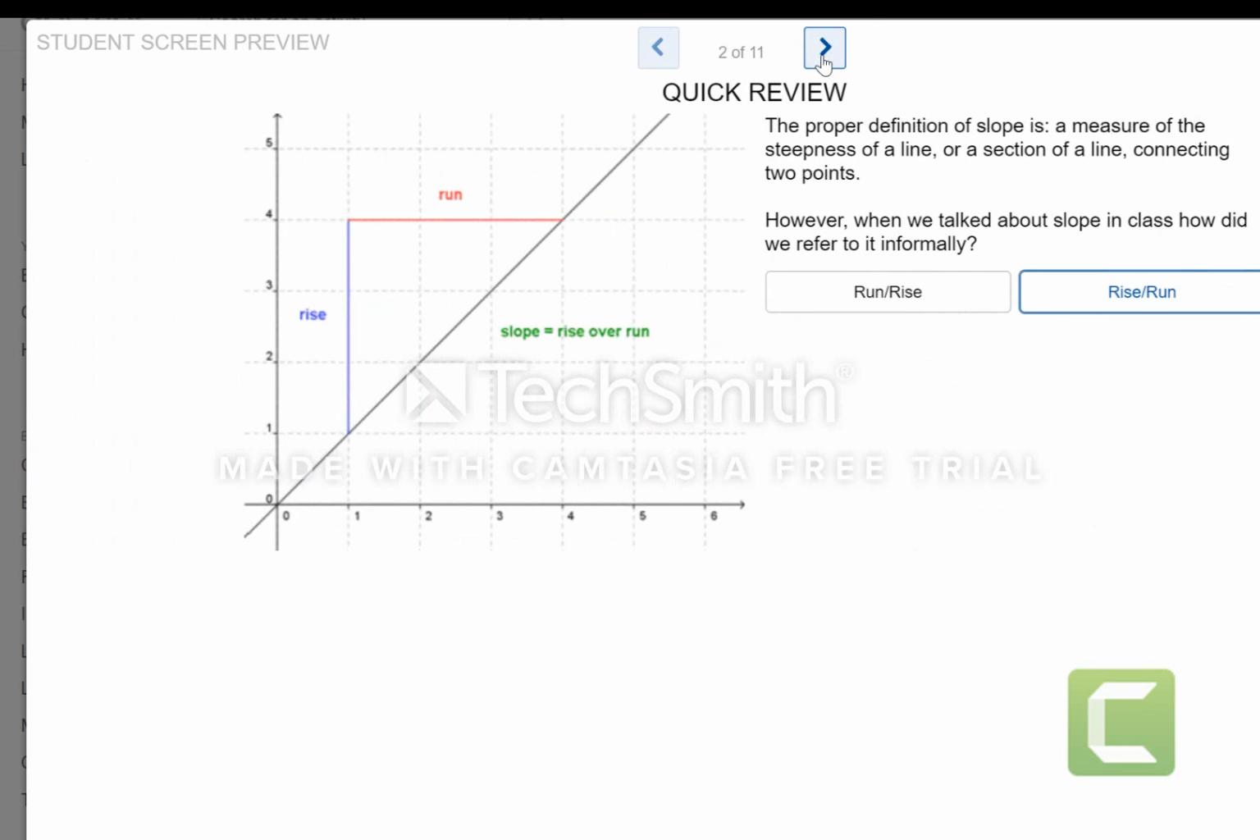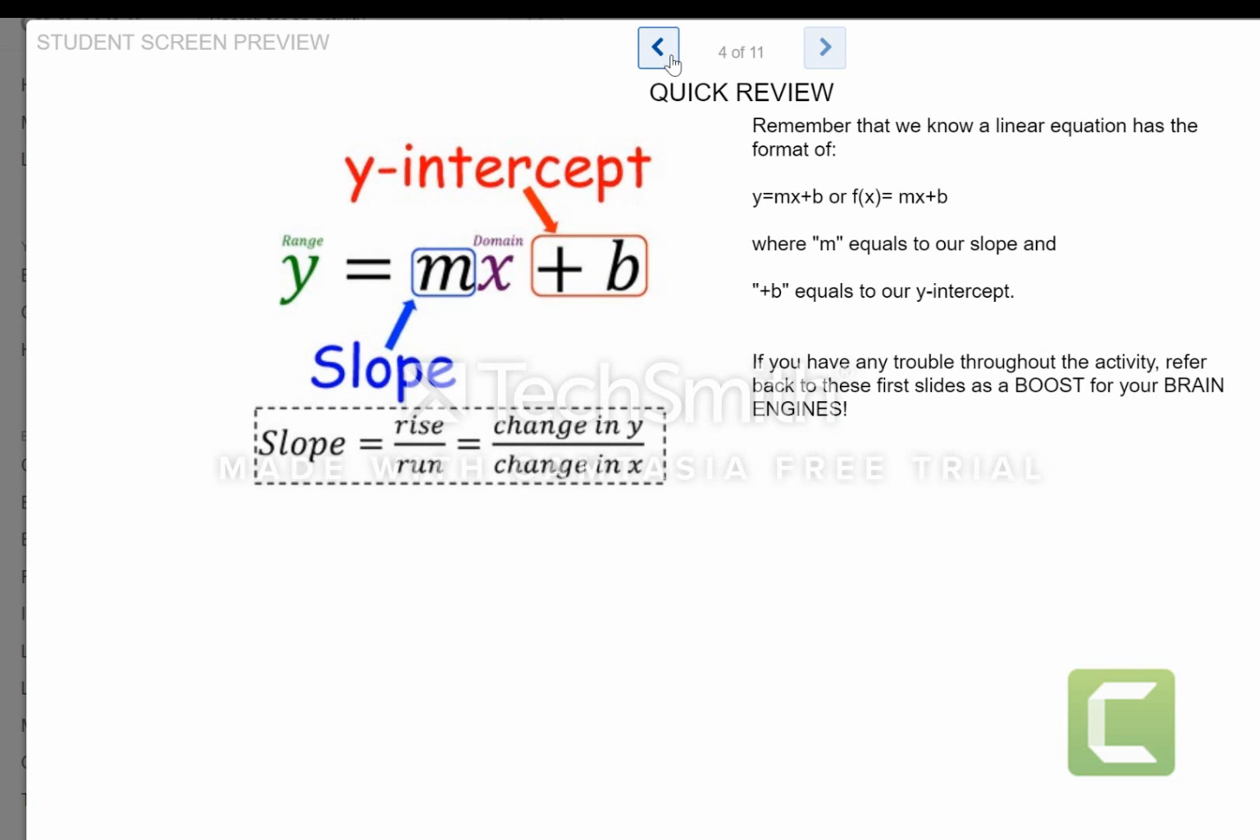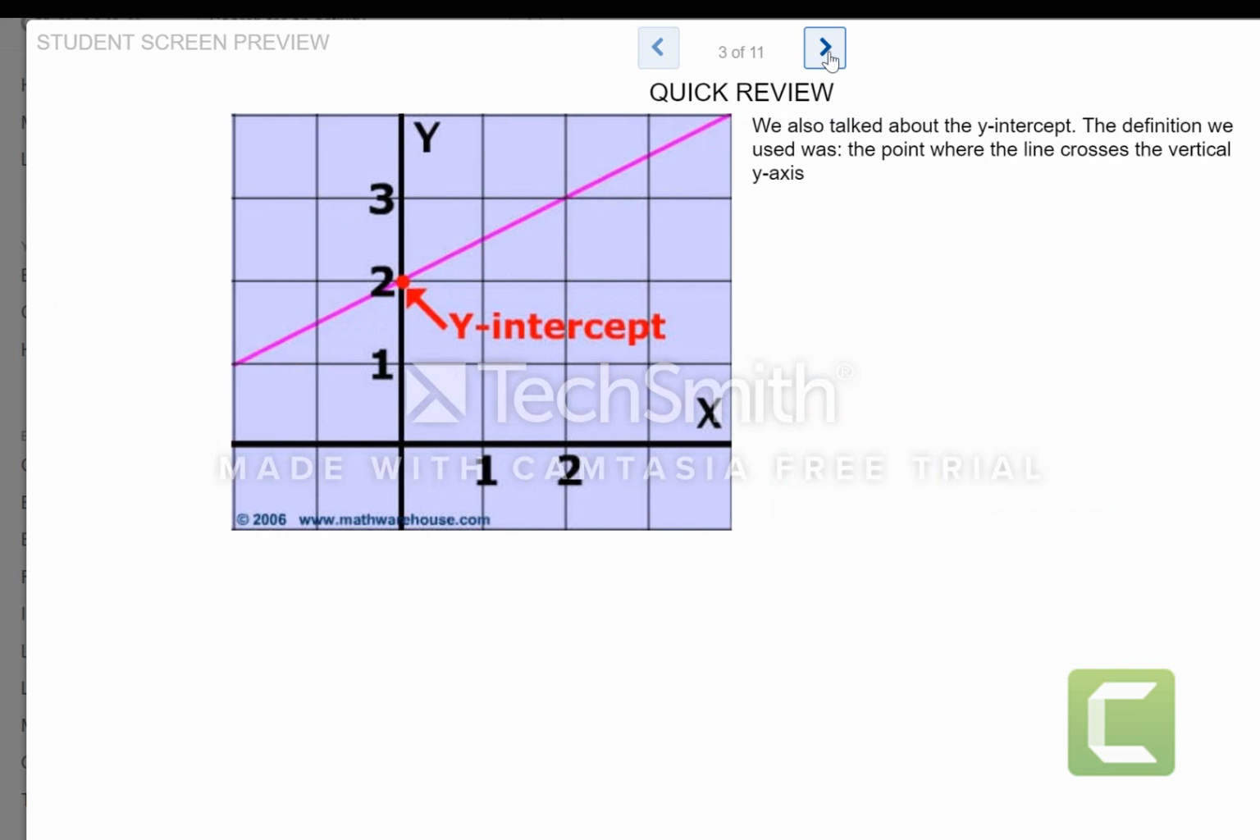Then slides 2, 3, and 4 serve as a quick review about slope, y-intercepts, and the linear equation. For slope, we're just reminded about the informal way we refer to it, whether it be rise over run or run over rise, so they get to choose. And it's not a very critical thinking question because, like I said, it's just a quick review. And then for y-intercept, we're just giving a definition and a visual so that we actually know what we're referring to when we're talking about the y-intercept.